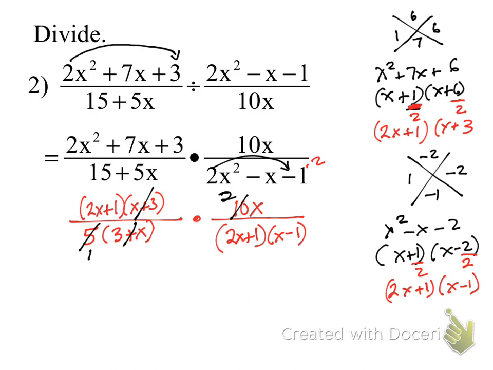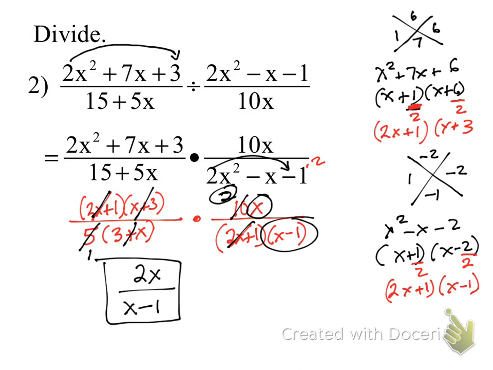Okay, now what else can I cross cancel? 2x plus 1. And what else is left? You might want to circle the stuff that's left because people forget it. So on the numerator, I'm left with a 2x, and the denominator, x minus 1. Can I cross cancel the x's? No, because you can't take a piece of a binomial. And that, my friends, is the simplified expression, not equation.